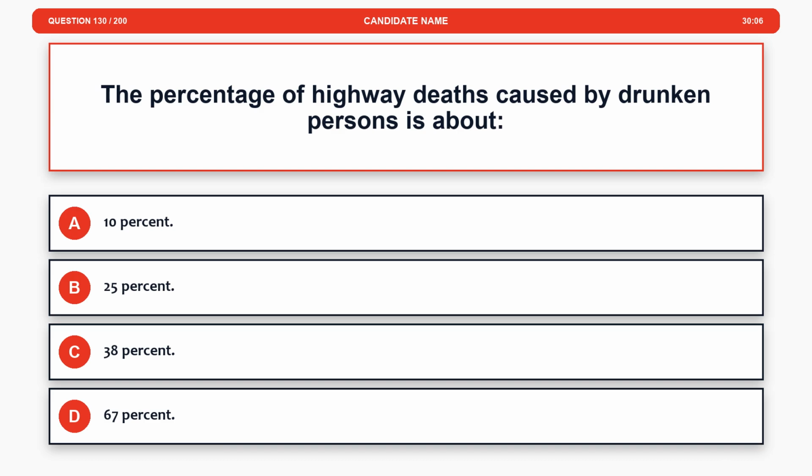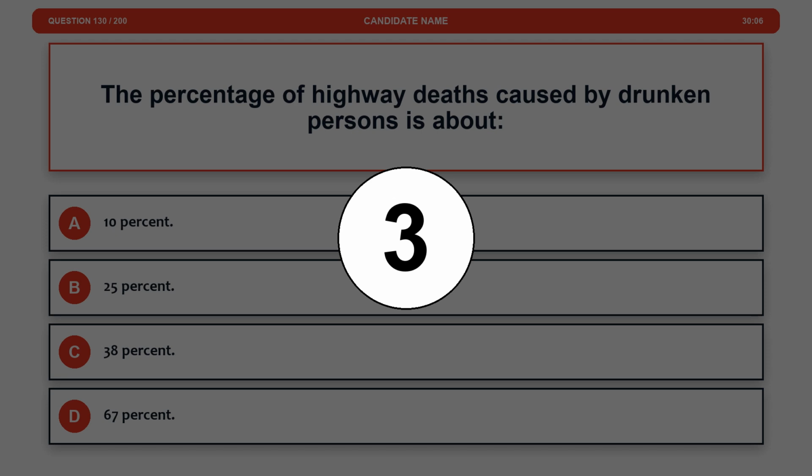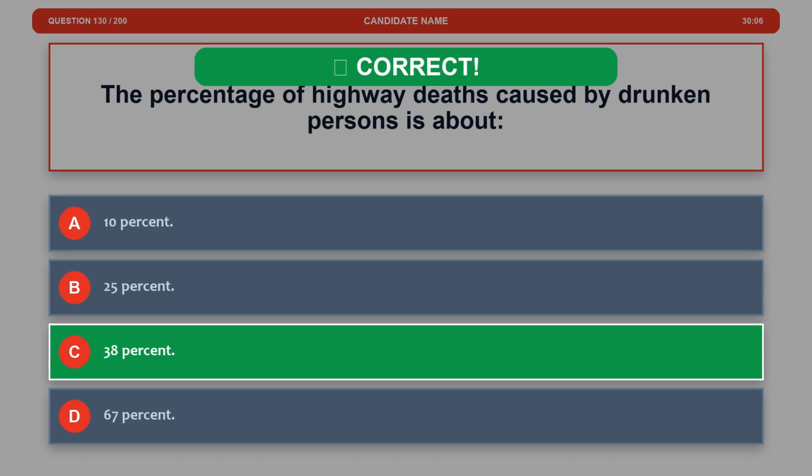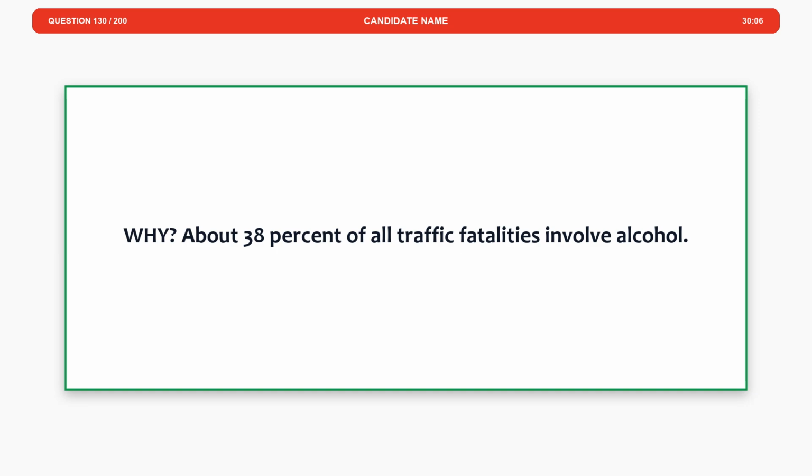Question 130. The percentage of highway deaths caused by drunken persons is about: Option A, 10%. Option B, 25%. Option C, 38%. Option D, 67%. The correct answer is option C, 38%. Explanation: about 38% of all traffic fatalities involve alcohol.